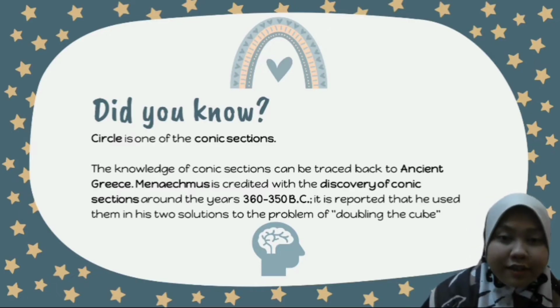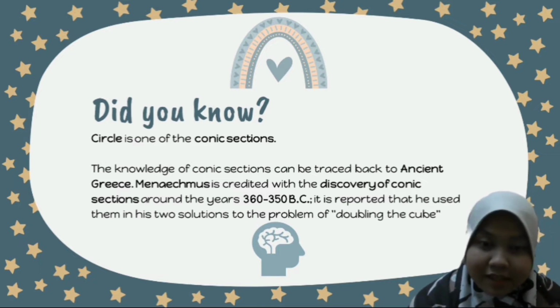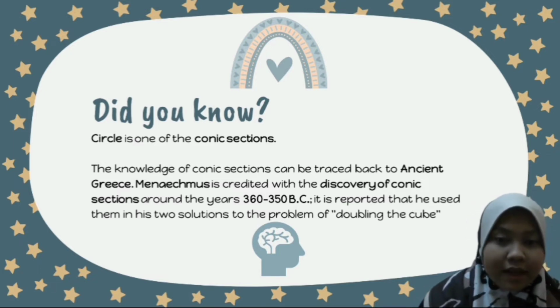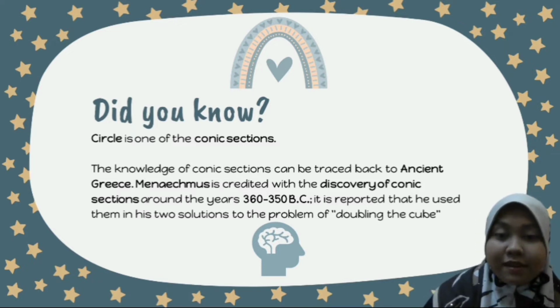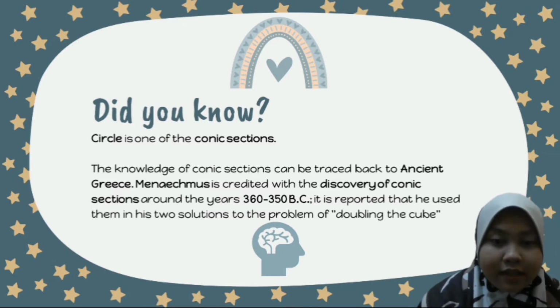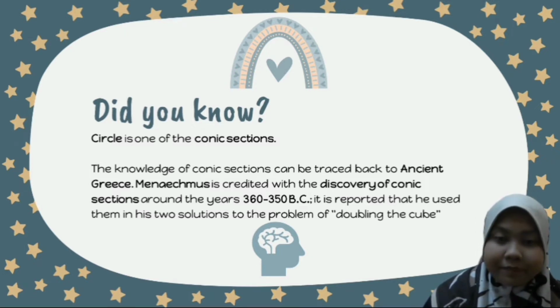Fun fact, did you know that the circle is actually one of the conic sections? The knowledge of conic sections can be traced back to ancient Greece, when Menaechmus was credited with the discovery of conic sections around the years 360 to 350 BC. It is actually reported that he used them in his two solutions to the problem of doubling the cube.